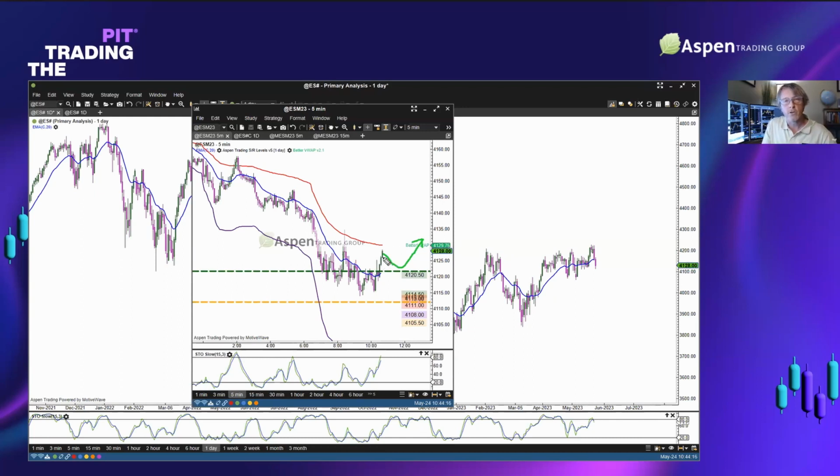Market's told you what it wants to do. It doesn't want to stay below 4120. It's tried to all day, and it has not happened. Now, if it pulls back and holds, meaning that a lot of sellers don't show back up, that tells us more information. So does that make sense, Shake?